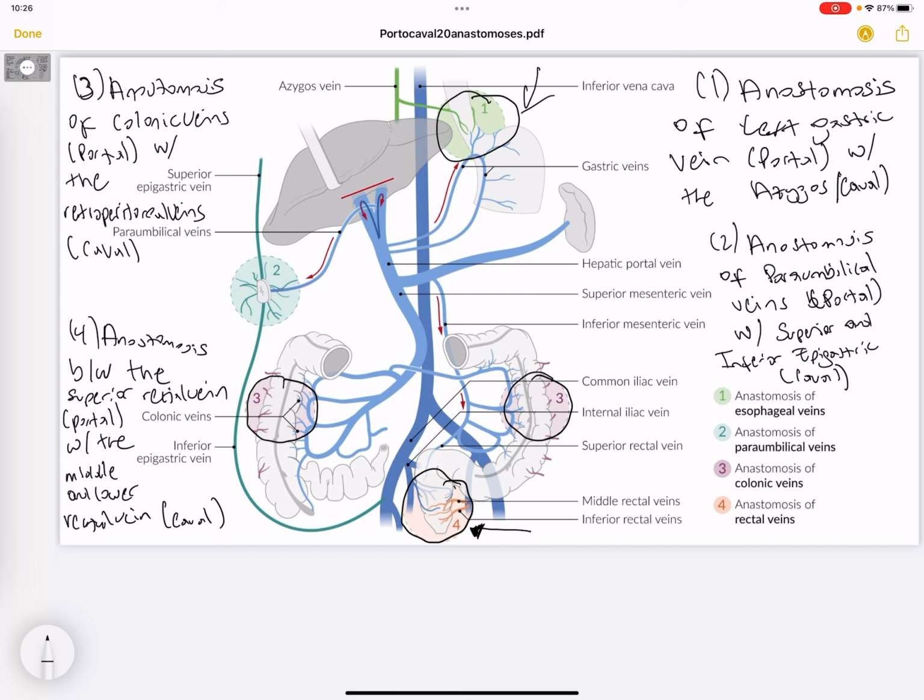And we're going to go into more detail with these pathologies in the video titled Portal Hypertension, and we're also going to see pictures associated with these pathologies.